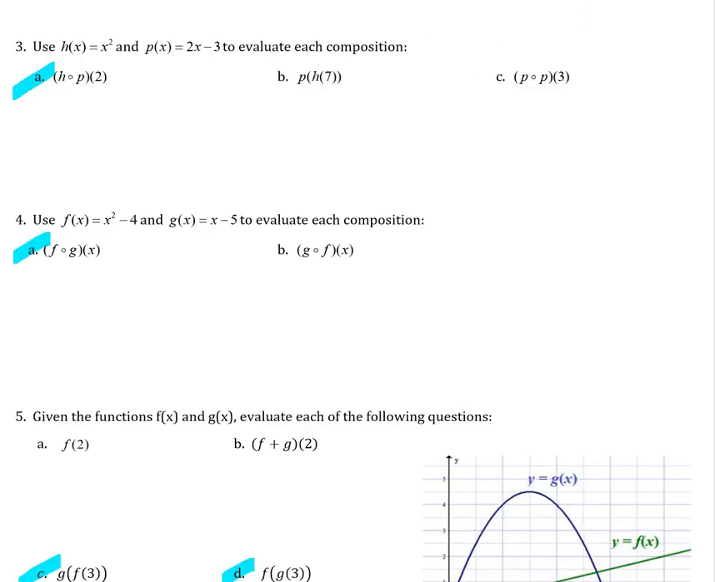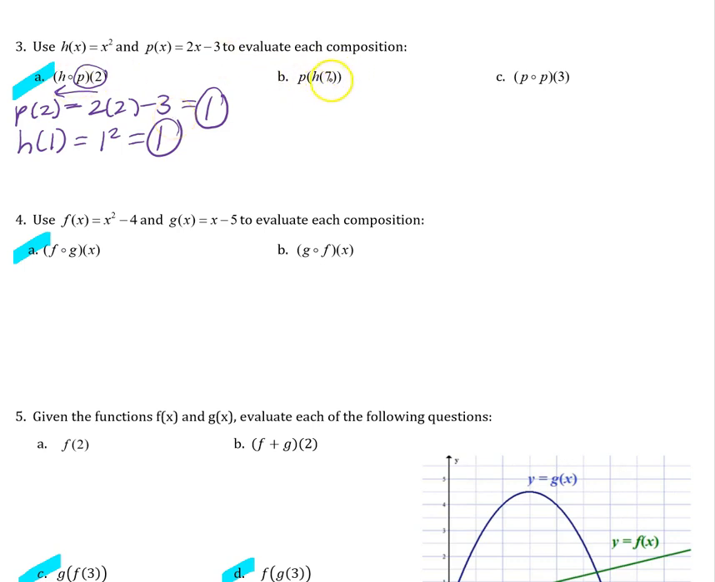I could ask you to look at two functions and tell me what is h of p of 2. So you're going to do p of 2 first. So you read it backwards. So evaluate p of 2. So you have 2 times 2 minus 3. So 4 minus 3 is 1. Then I'm going to take 1 and plug it into h. So h of 1 must equal 1 squared, which is 1.